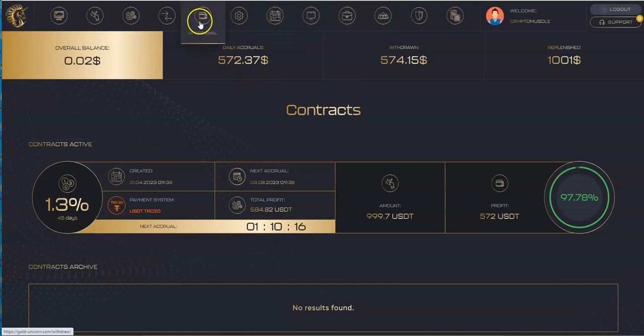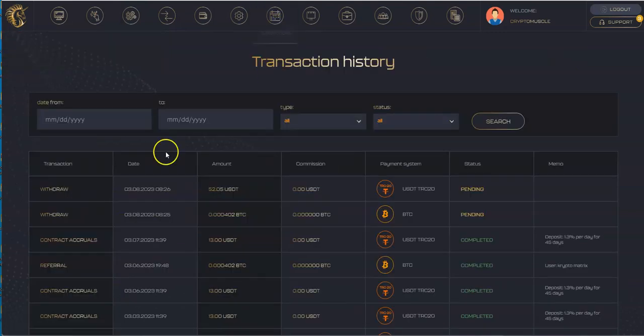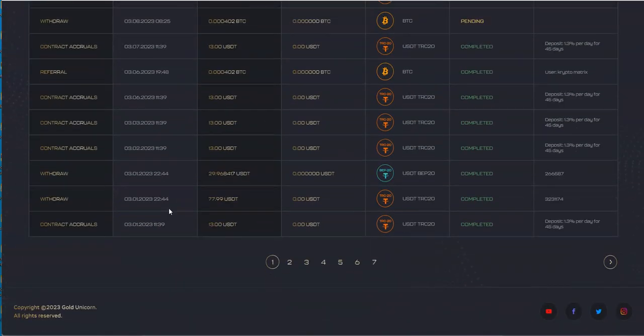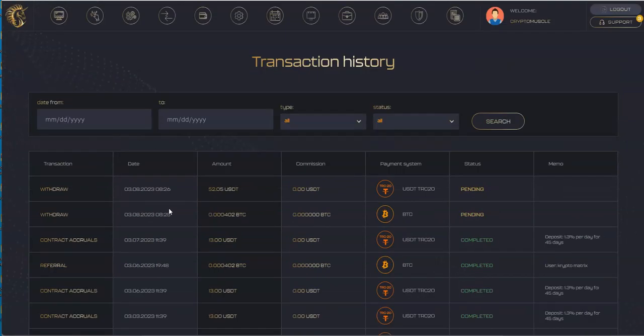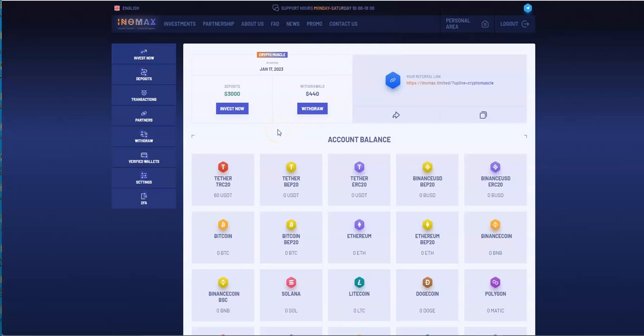Let me see when I joined this. Maybe I didn't join at the same time. Transactions. Trying to think. Thought I joined them at the same time. Maybe I did, maybe I didn't. I'll have to double check the dates. But yeah, so here's Inomax. You can see the deposits.